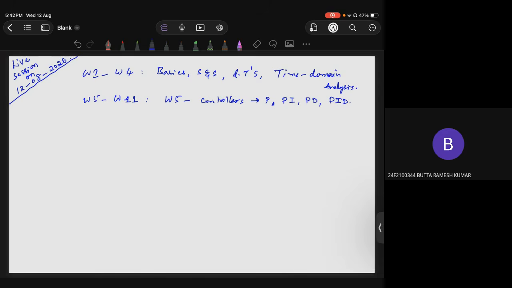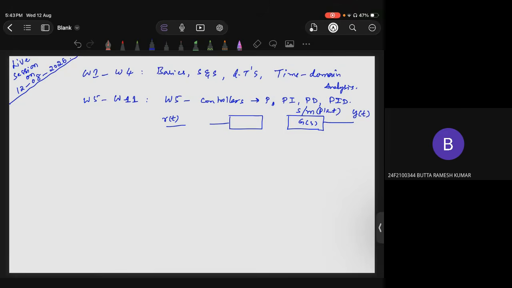Now, basically, in controllers, what we do is, if you consider, you have your plant, which will be represented with G of S. That means the system. Up until week 4, we have been calling that system. So plant and system are interchangeable, right? Yeah, it is the same. System and plant both are the same.